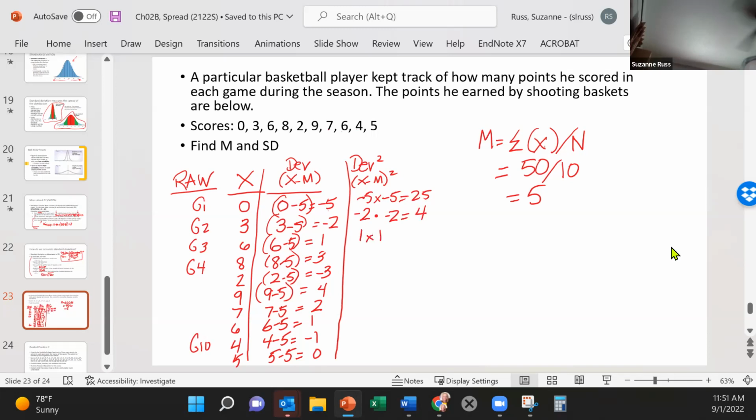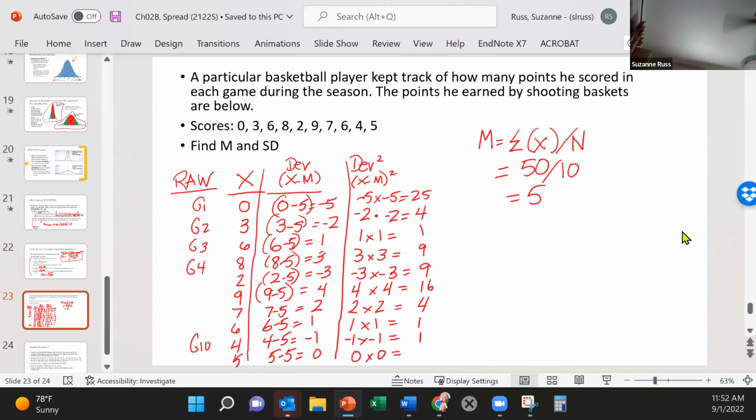1 times 1 equals 1. 3 times 3 equals 9. Negative 3 times negative 3 equals 9. 4 times 4 equals 16. 2 times 2 equals 4. 1 times 1 equals 1. Negative 1 times negative 1 equals 1. 0 times 0 equals 0. And so these are our deviations squared.